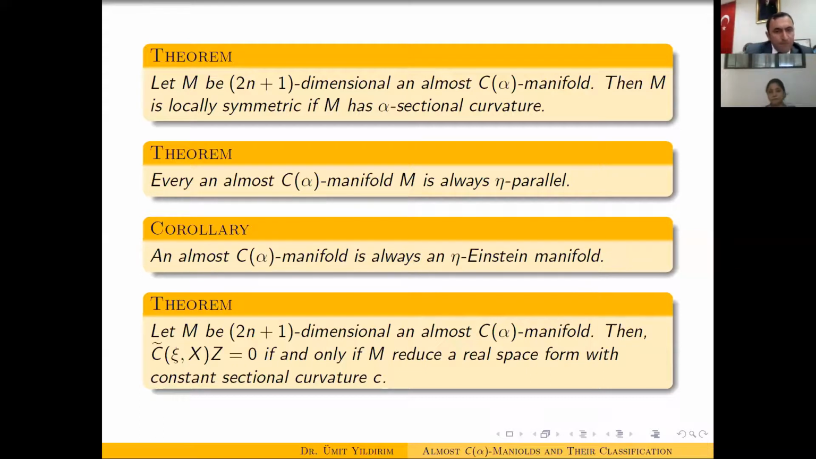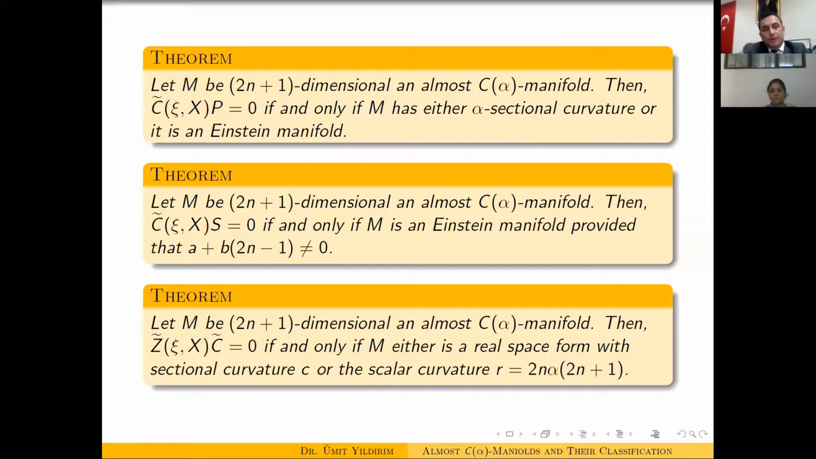New theorem: let M be a 2n+1 dimensional almost C alpha manifold, then tilde S tilde C Xi X Z equals 0 if and only if M reduces to a real space form with constant sectional curvature C. New theorem: let M be a 2n+1 dimensional almost C alpha manifold, then tilde C Xi X P equals 0 if and only if M has either alpha sectional curvature or it is an Einstein manifold.